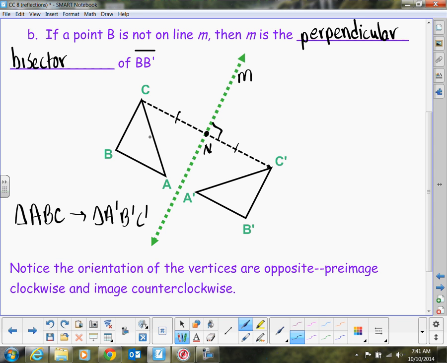A, B, C, is that clockwise? Yeah. And that's clockwise. Oh, I'm going the wrong way. Thank you. This is counterclockwise. I'm saying, oh my gosh, it all falls apart. All right. You all are sharp.